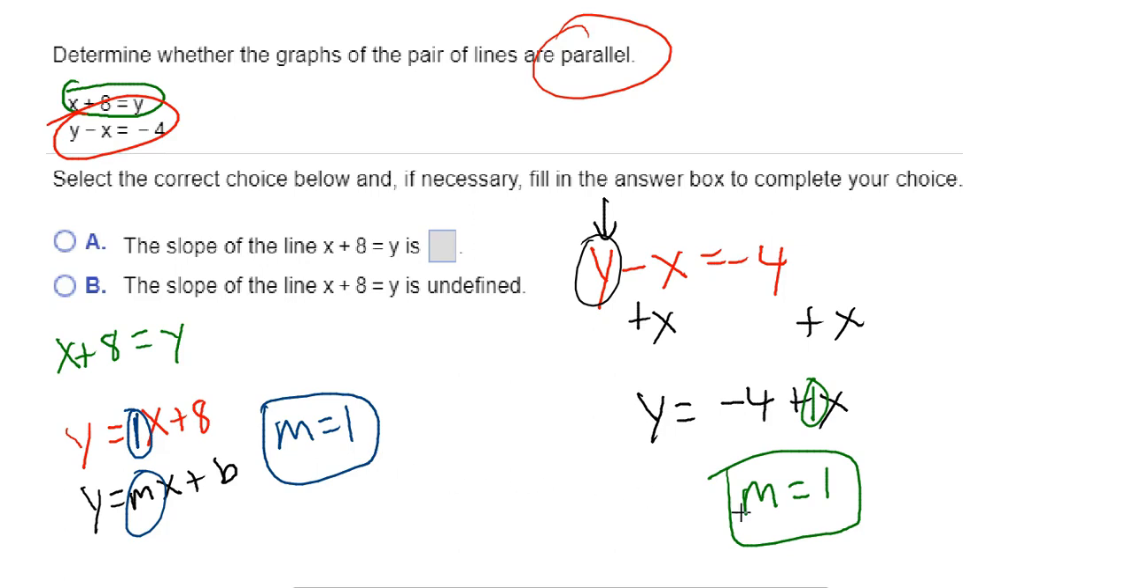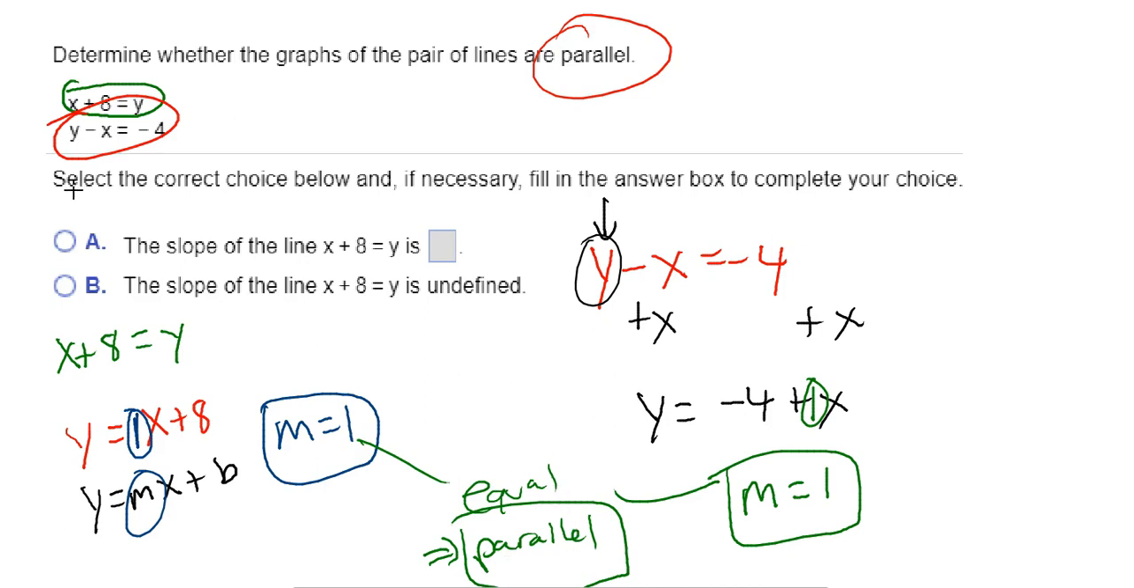And so these two lines have the same slope. So these slopes are equal, which tells me that yes, these lines are parallel. So you compare the two slopes. If they're the same, yes, the lines are parallel.